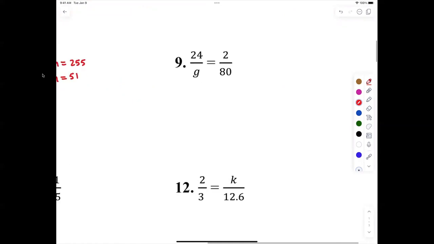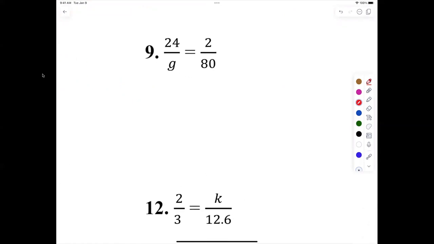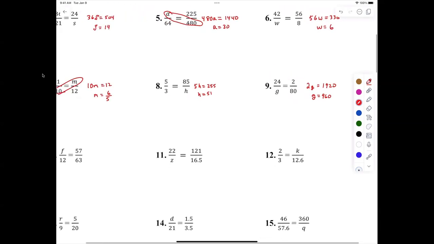Zach. Okay, so 2G, and 24 times 80 is 1,920. You divide it by the 2, we get 960, so G equals 60. Thank you. That's exactly what you guys are supposed to be telling me. All right, Dylan, 10.